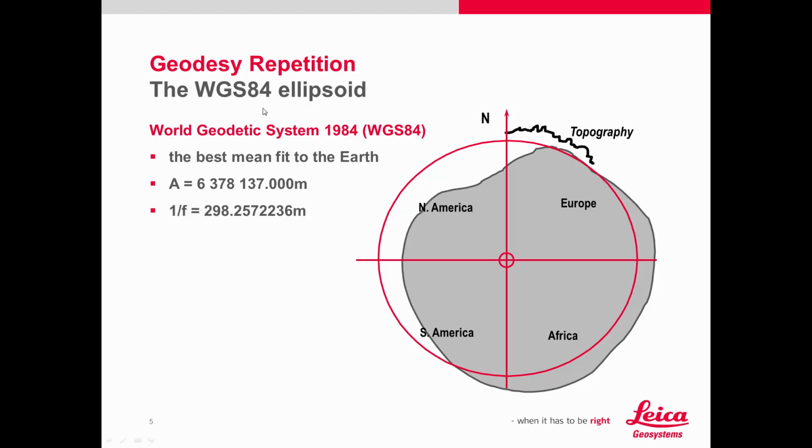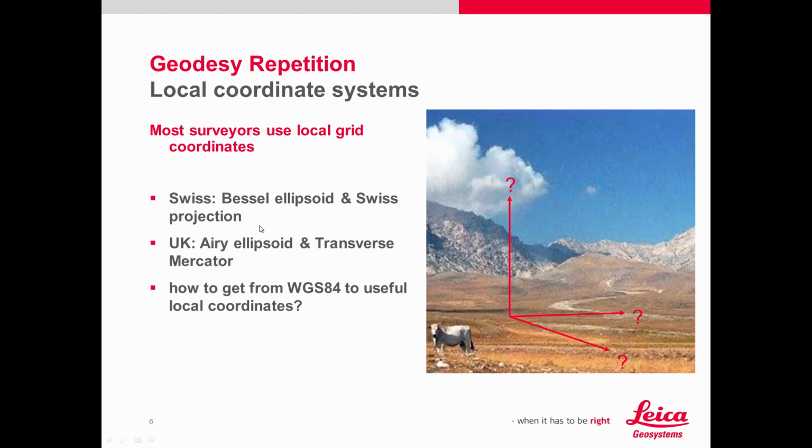Also, we have the WGS84 ellipsoid, and all GNSS systems are using the WGS84 ellipsoid. So if you are working with GNSS, you are obtaining coordinates in WGS84. As we mentioned, we have some local ellipsoids, and each country selects the suitable one, which fits with the geometry of the country.